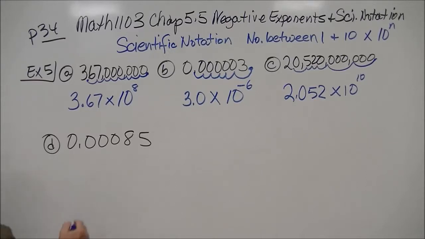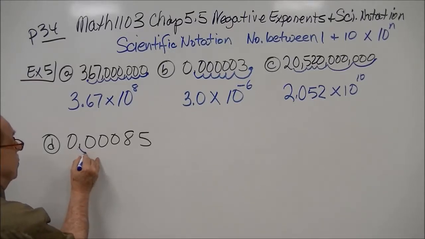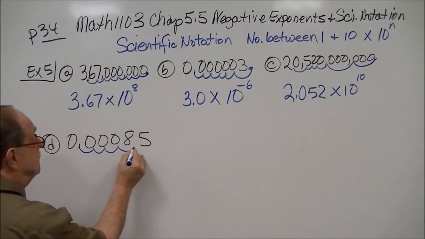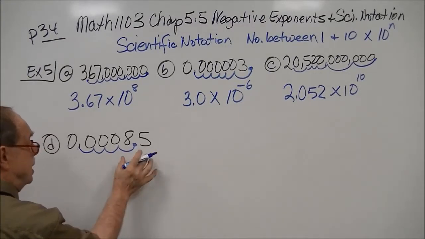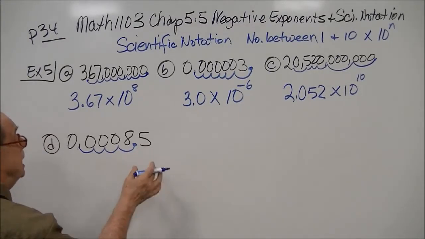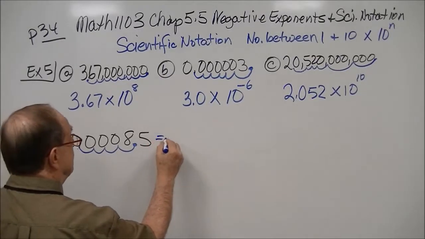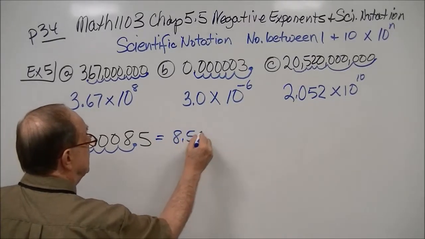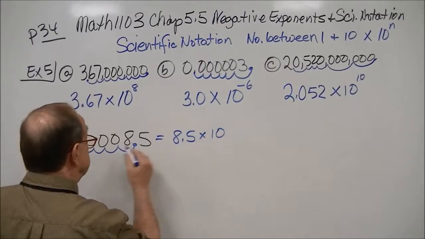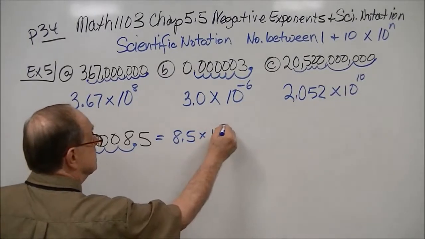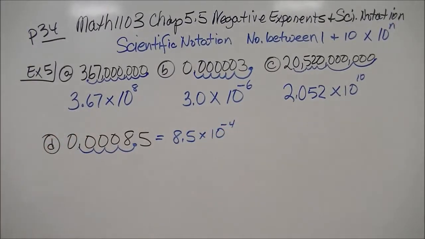Here's another small one. 1, 2, 3, 4. Remember, I want to make it a number between 1 and 10. So that will be 8.5 times 10. I moved it over 4 places, so to the negative 4.